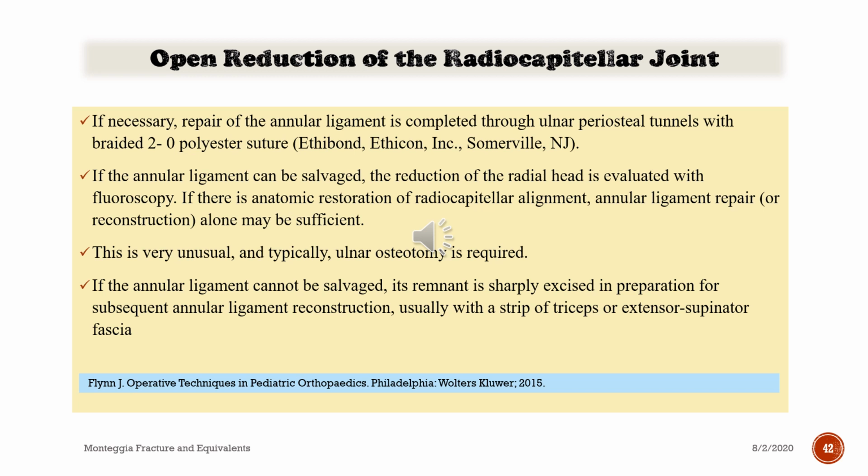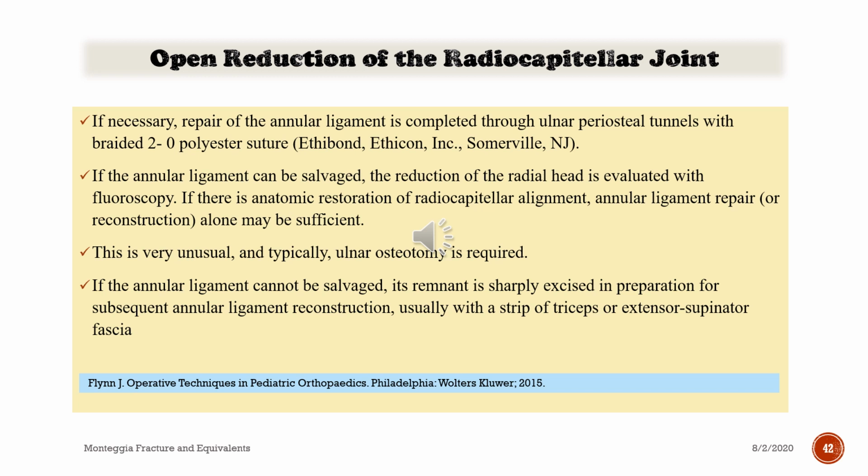Open reduction of the radiocapitellar joint. If necessary, repair of the annular ligament is completed through ulnar periosteal tunnels with braided 2-0 polyester suture, Ethibond, Ethicon Incorporated, Somerville, New Jersey. If the annular ligament can be salvaged, the reduction of the radial head is evaluated with fluoroscopy.